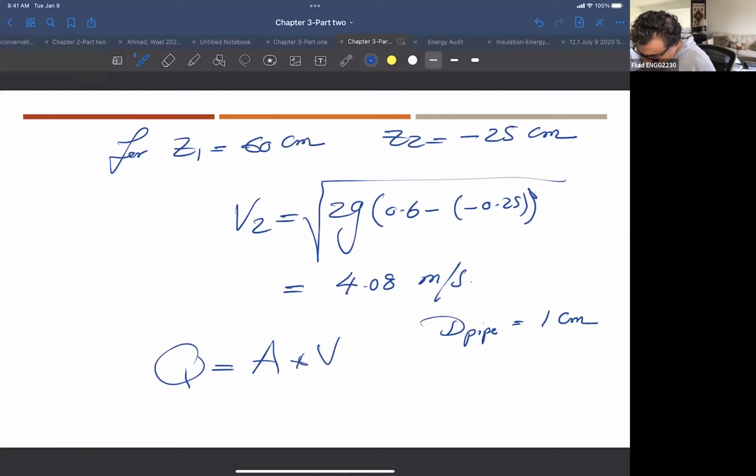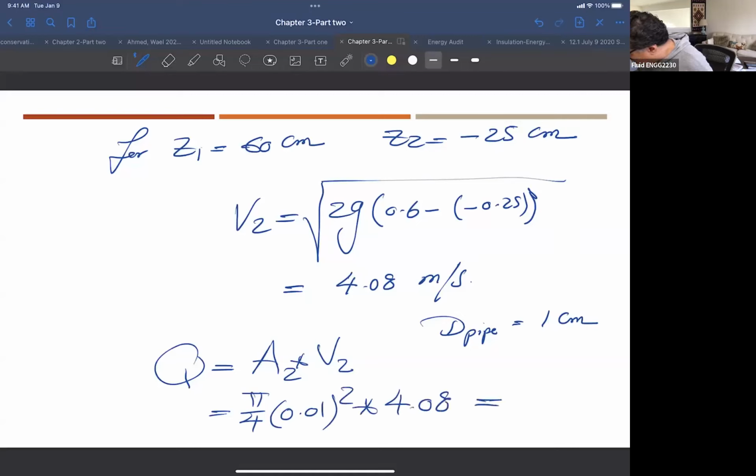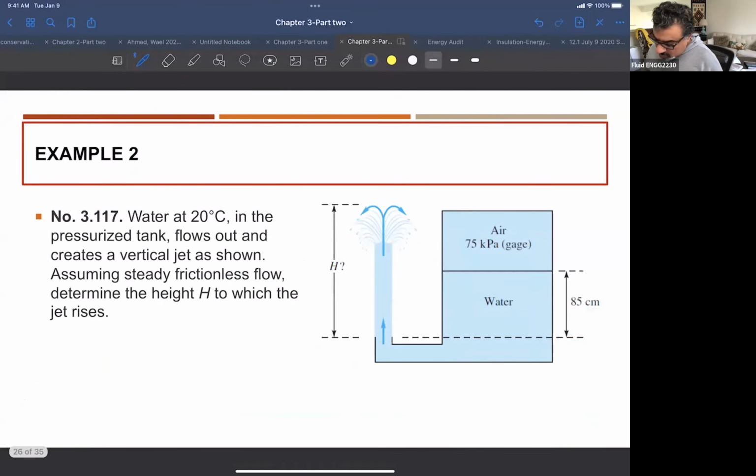I know the velocity 2, so I can get area 2, which is pi over 4. The diameter is 1 centimeter, so times 4.08. So the flow rate here is, I just calculated in centimeter cubed per second, but you can just do it in meter cubed per second, right? So you can calculate this, it's very simple. Okay, any questions here? Any questions, guys? Okay.